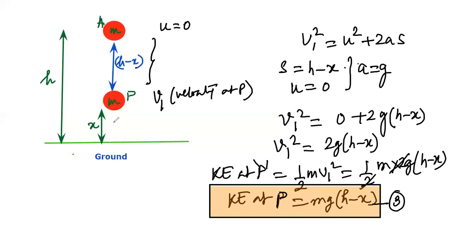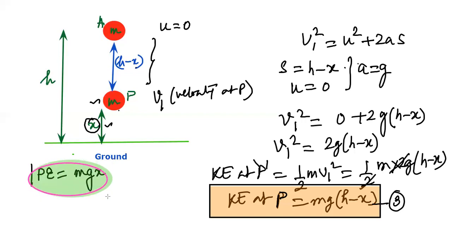So now the body is at point P, and it is at a distance x from the ground. So, child, potential energy will be equal to mg times height, and height is x, so it will be mgx. So you got potential energy equal to mgx, and kinetic energy is, very, very important, mg into h minus x. This is the potential energy mgx. I hope everybody has understood this.